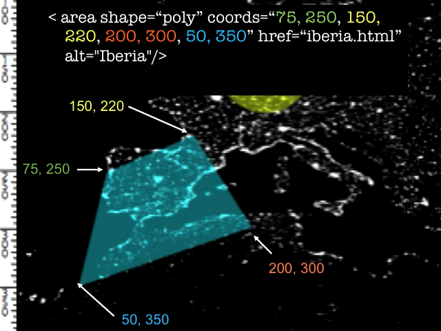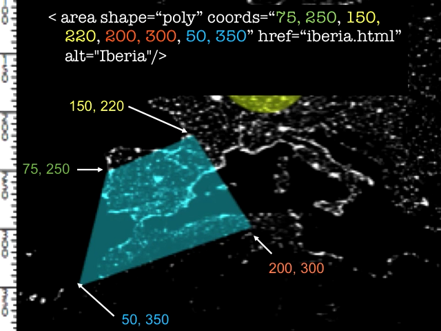So if we look at the top left corner of that polygon there, unfortunately it's neither the topmost nor the leftmost, but that one up there, the green one, that's 75 pixels over and 250 pixels down. Then the next point, if we go clockwise, is 150 pixels over and 220 pixels down. The next one is 200 pixels over and 300 pixels down. And the next one is 50, 350.